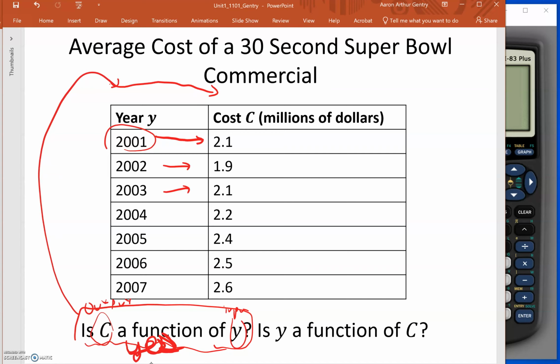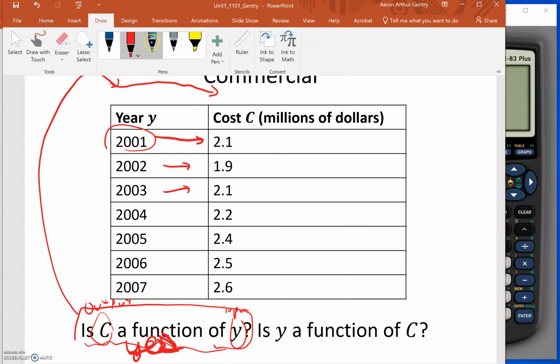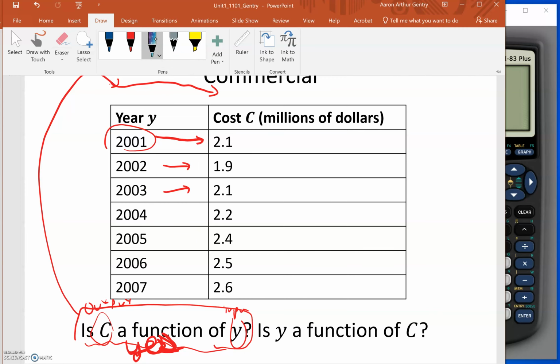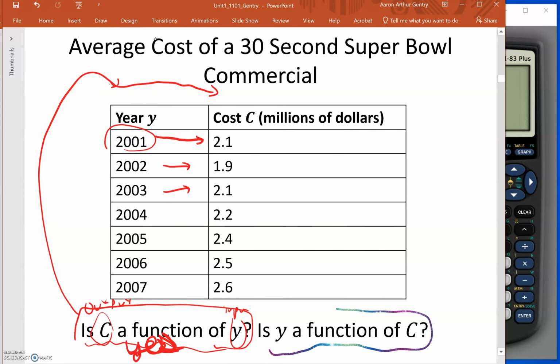Now, what about question 2? Well, let's go to a different color. All right. Is y a function of c? Okay, so basically we're gonna turn things around now, and we're gonna say y is going to be the input. I'm sorry, the output, and c will be the input. So we're going to try to go this way.